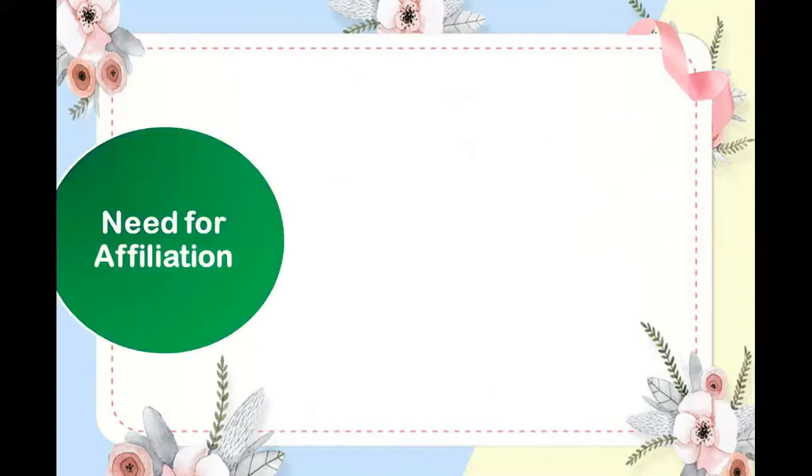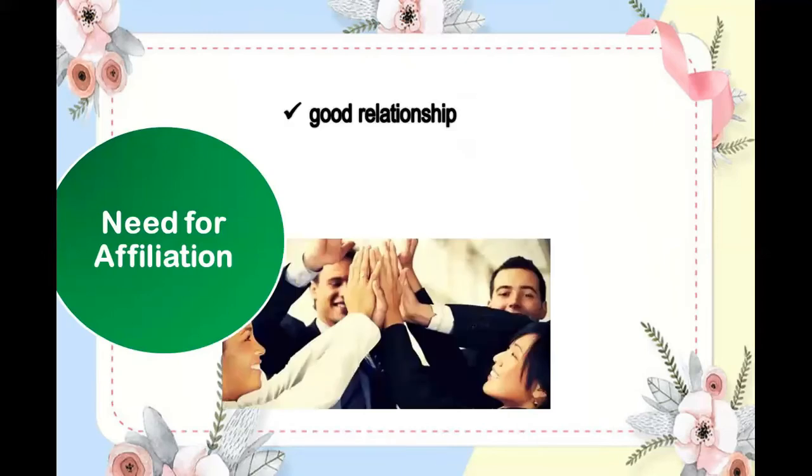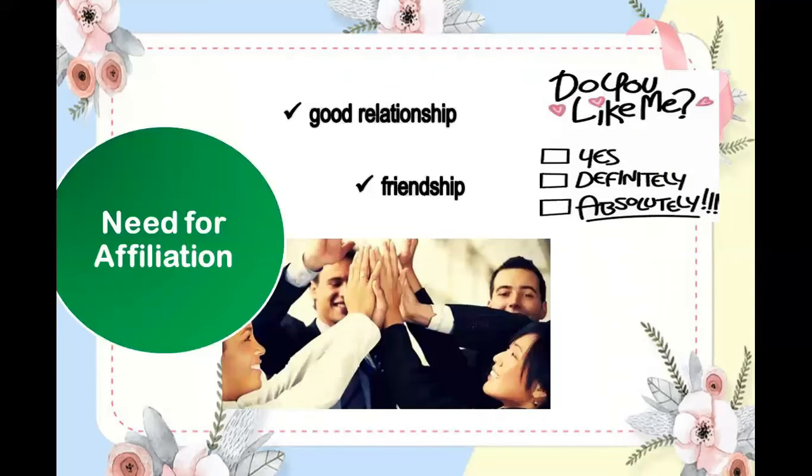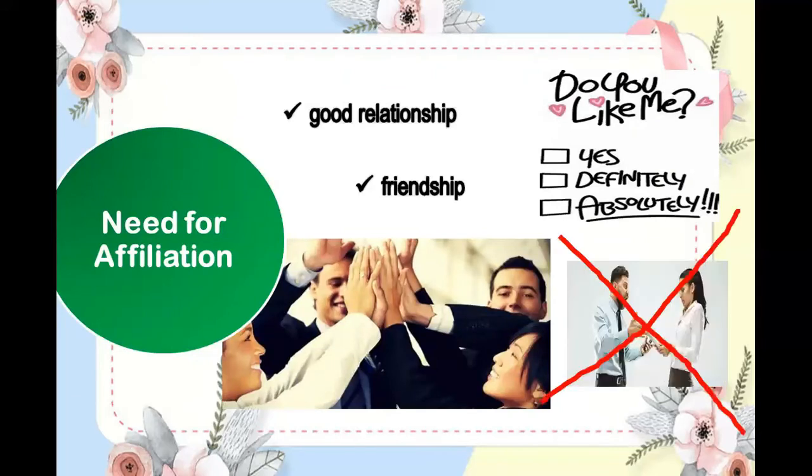The second need is the need for affiliation. These people are motivated primarily by the desire to affiliate or be with other people. They want to have good relationships at work and they prefer having friends rather than experts as work partners. They like to be loved by everyone and they avoid conflict whenever possible.